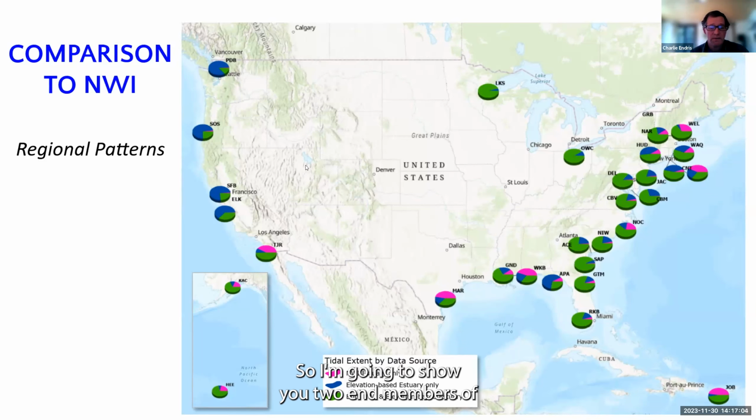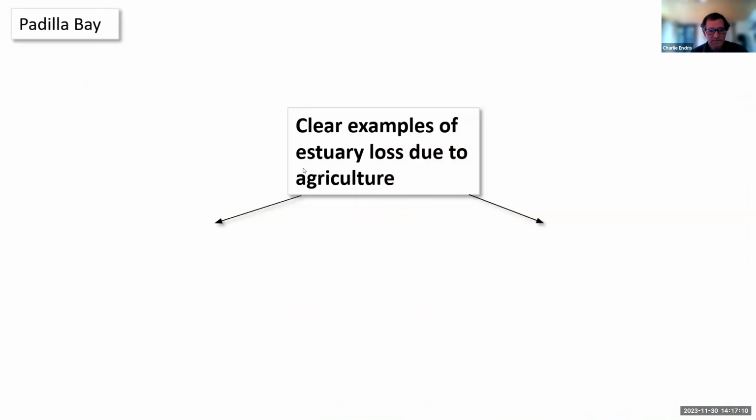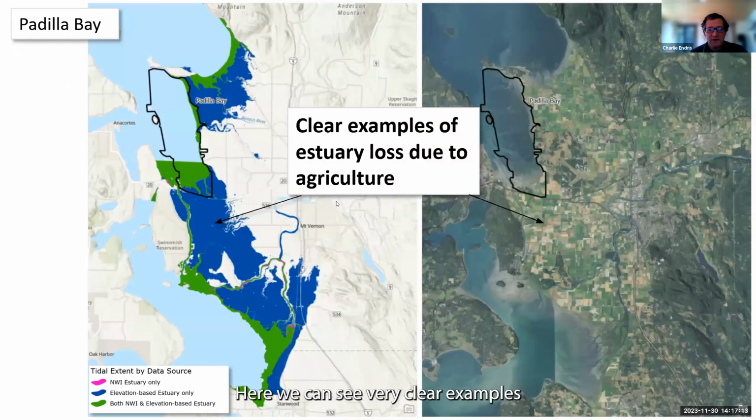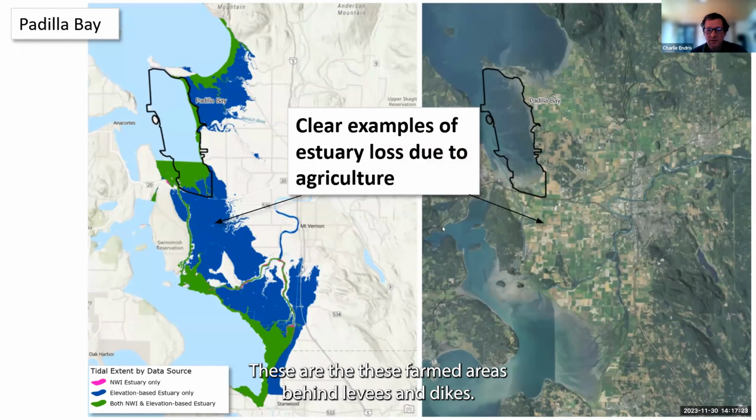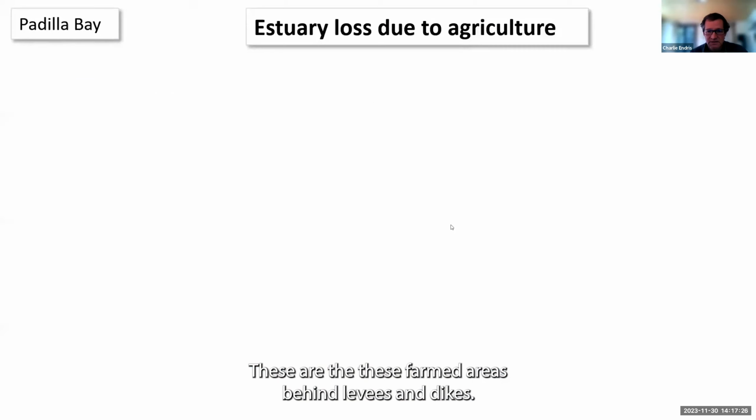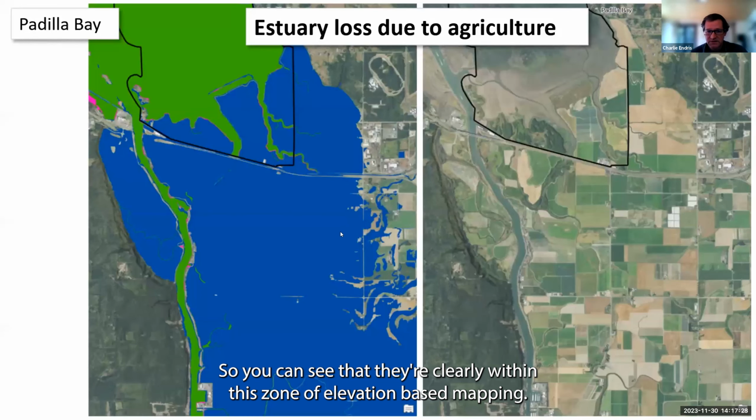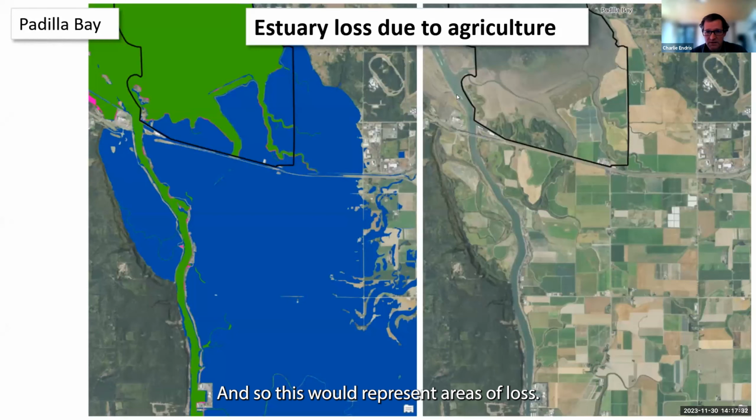So I'm going to show you 2 end members of these different results in the mapping. First, I'll start up here in Padilla Bay. Here we can see very clear examples of estuary loss in these areas of blue that we mapped within the tidal extent, and what they are today. These are these farm areas behind levees and dikes. So you can see that they're clearly within this zone of elevation-based mapping. And so this would represent areas of loss.